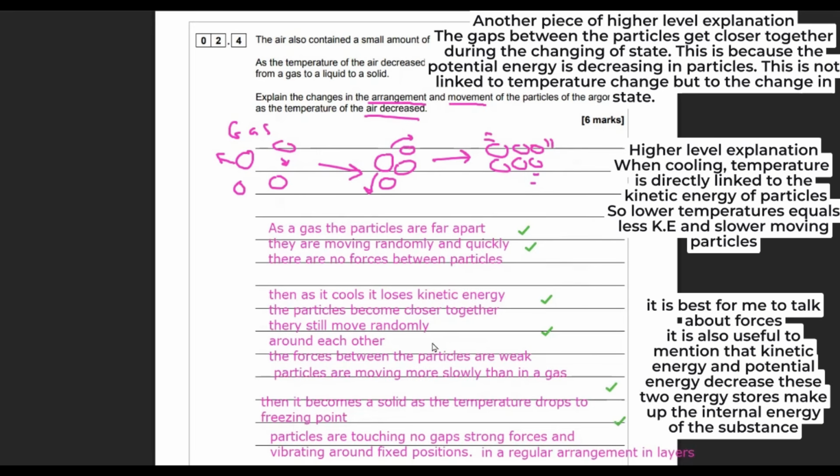Now, one thing I might improve this by is saying the temperature is cooled until it reaches the melting point and then it becomes a liquid. So I might want to add, once it reaches the boiling point, which is the same as the condensing point, then it becomes a liquid. Once it reaches the freezing point, then it becomes a solid. Anyway, I don't think you need that. That's 6 marks. Okay, let's move on.